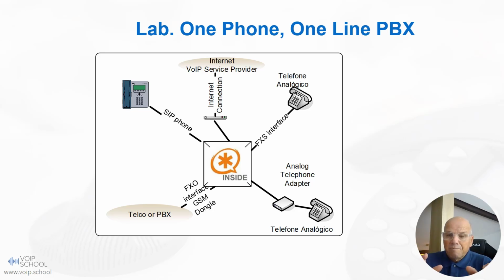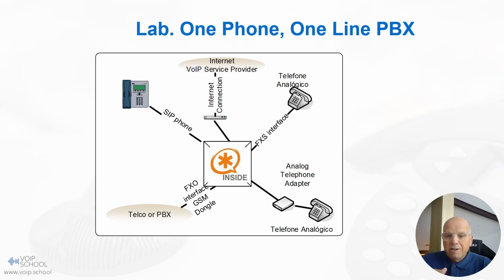And I use Zoiper as the soft phone. Why Zoiper? Zoiper because it runs on Mac, it runs on Linux, and it runs on Windows. It's difficult for me to discover what you have at your home, what your computer is. So I try to use a soft phone that works on Mac, Windows, Linux, Android, and iPhone, and it's free. It's perfect for this training.